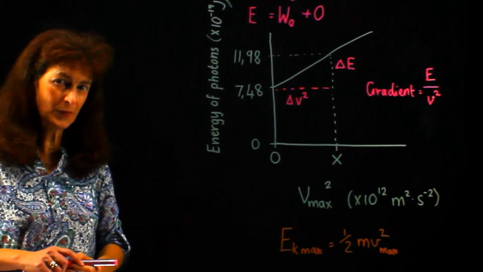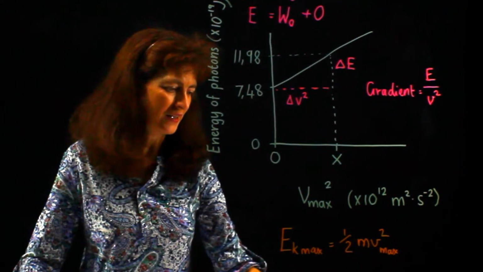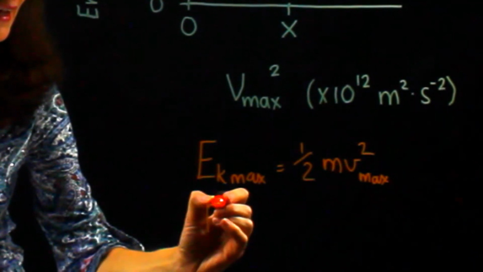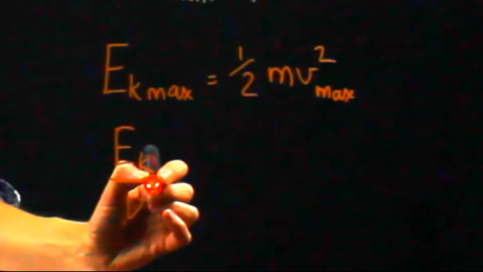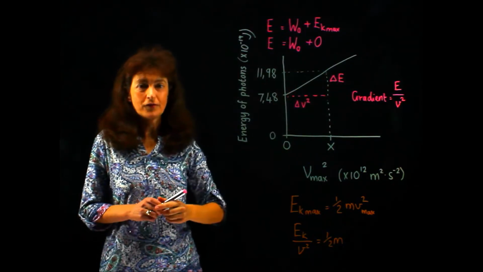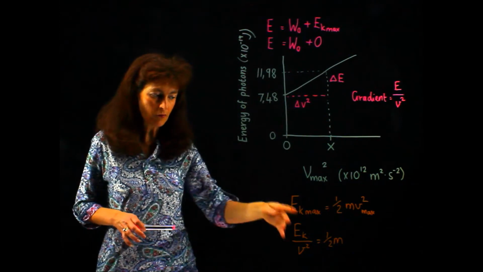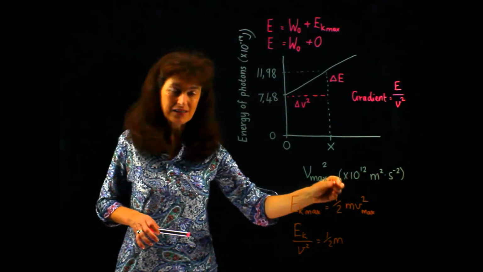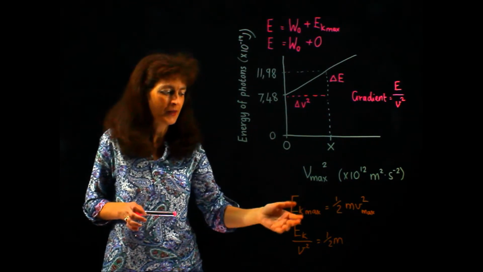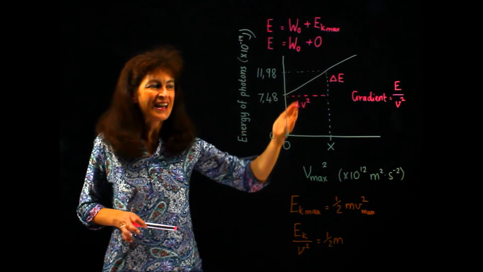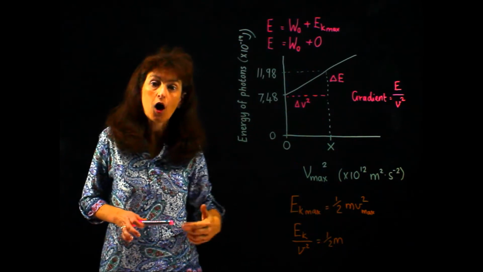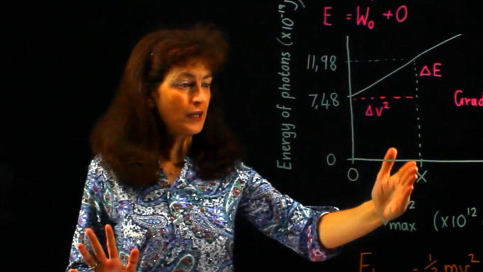And doesn't that look familiar? Remember this equation over here. If we rearrange this, we would find that EK divided by V squared is equal to half m. So the gradient of this graph gives us half m. Half m of what? What are we speaking about here? The mass of the emitted electrons. Well, all electrons have the same mass, so the mass of electrons. Of course, it would be half m, but they're asking us which physical property, and the physical property is the mass of an electron.